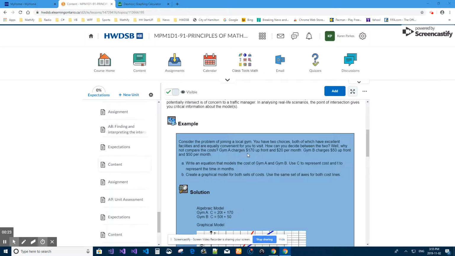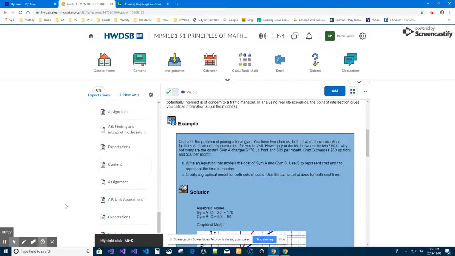Gym A charges $170 upfront and $20 per month. Gym B charges $50 upfront and $50 per month. Write an equation that models the cost of Gym A and Gym B. Use C to represent the cost and T to represent the months. Create a graphical model for both sets of costs. Use the same set of axes for both cost lines.